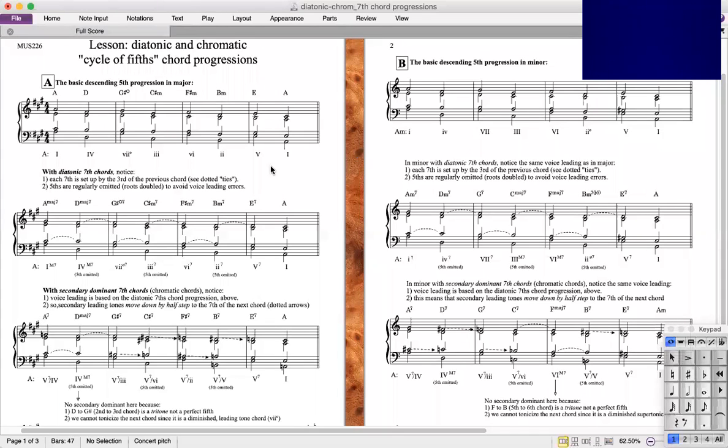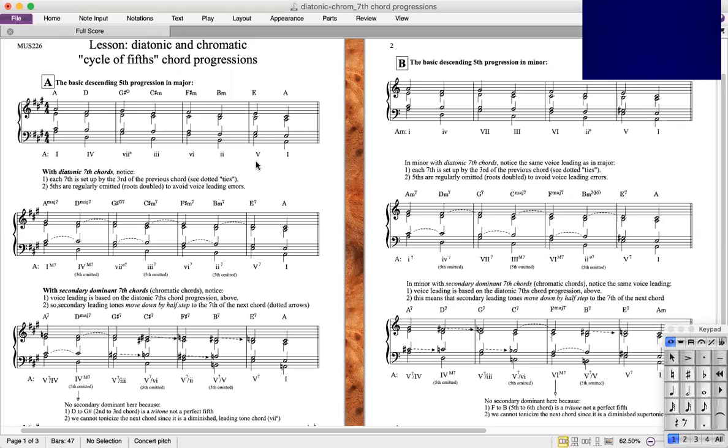Hi guys, this is a video to accompany the cycle of fifths worksheet here, so please follow along on that. I'll also note that I'm including a recording of just the MIDI playback of this worksheet so that you can hear all of these chord progressions. So please do that. Going through listening to these chords, it's really important that you hear how they sound.